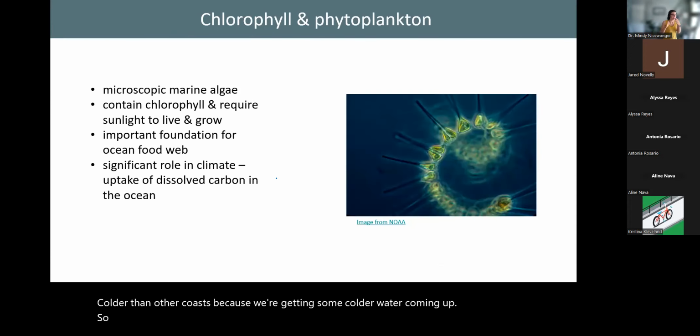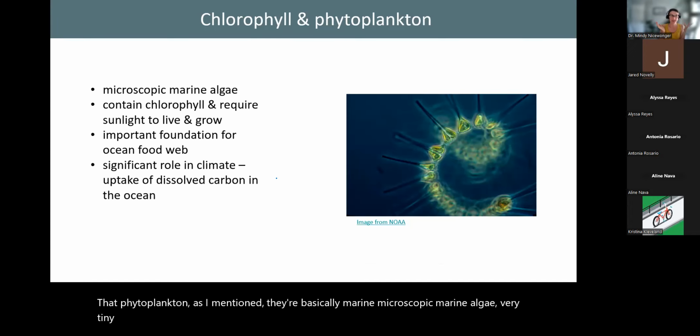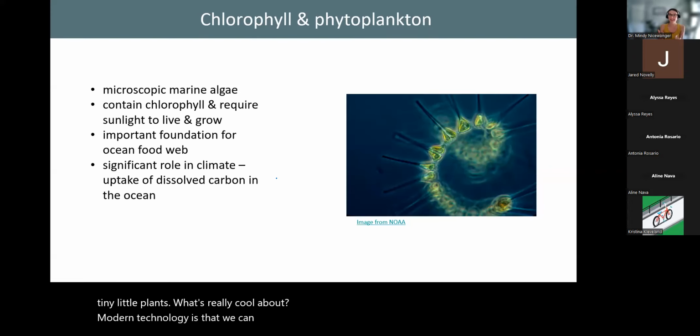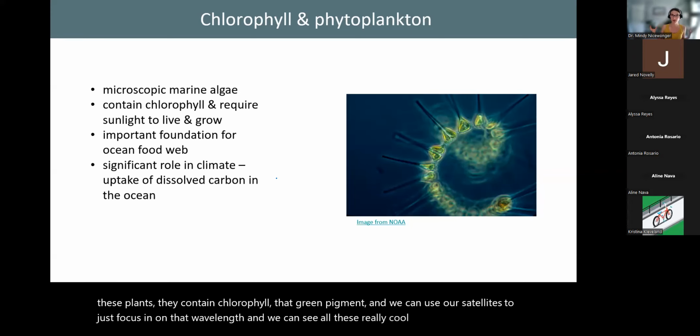So that phytoplankton, as I mentioned, they're basically microscopic marine algae, very tiny little plants. What's really cool about modern technology is that we can use satellites to look at the chlorophyll signal, right? These plants contain chlorophyll, that green pigment, and we can use our satellites to just focus in on that wavelength. We can see all these really cool phytoplankton blooms in our ocean.